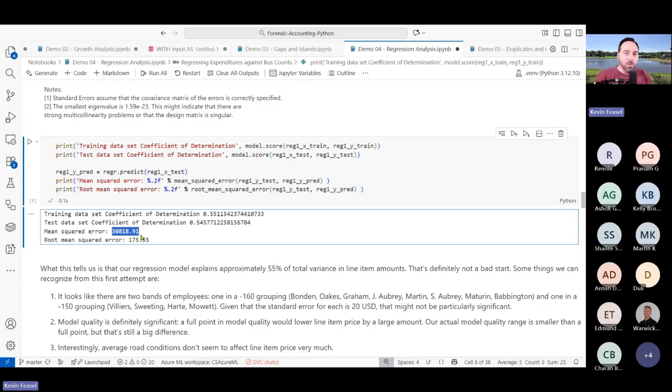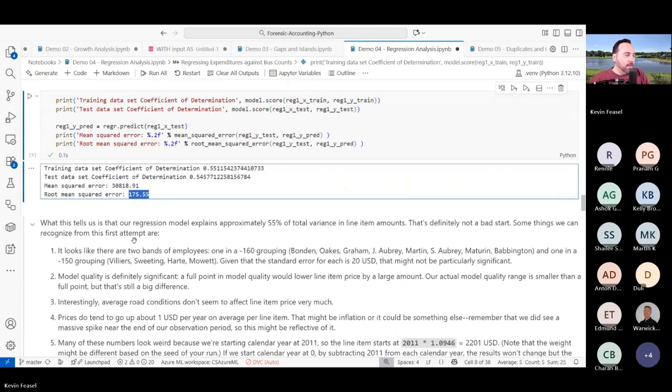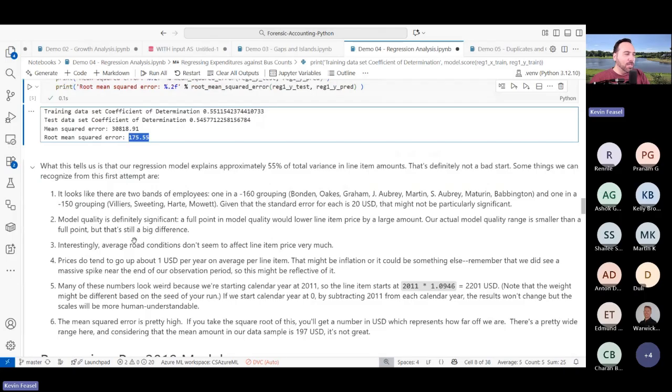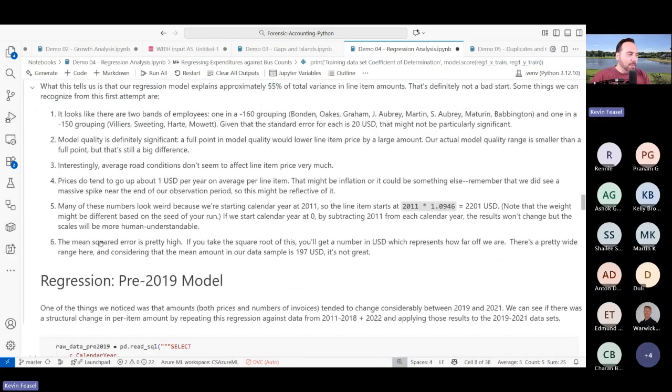But if we take the square root of that, we have this measure in dollars. So our total amount of an invoice, we're off on this model by, on average, about 175.55. So 175, 176 US dollars. So that's interesting, but it is a pretty high error. So not a great model. I wouldn't trust this model.